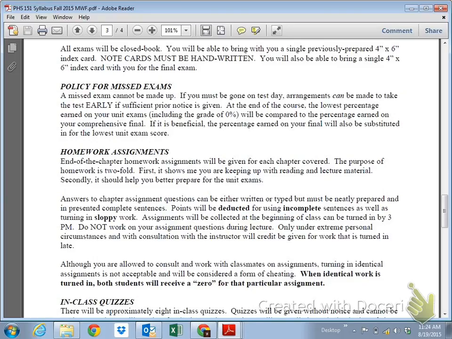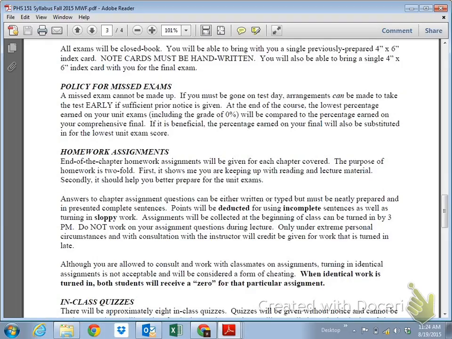They should be neat, and they need to be written in complete sentences. This says incomplete sentences will have points deducted. So go for complete sentences, okay? Your homework is due by 3 p.m. on the day that it's due.